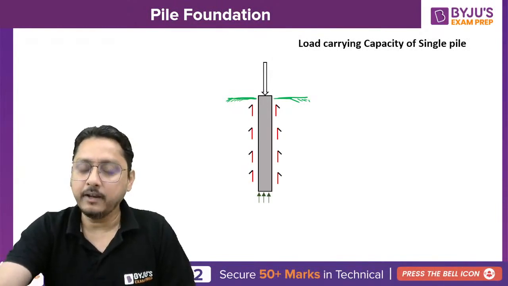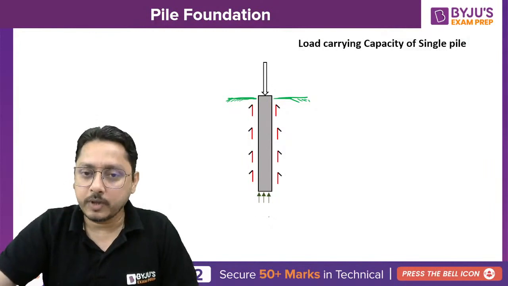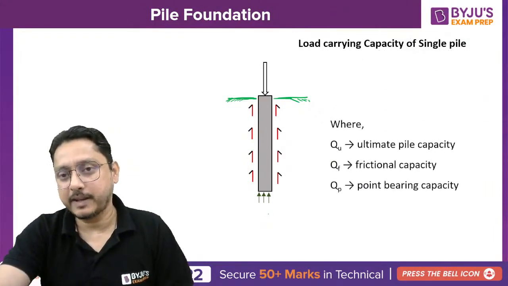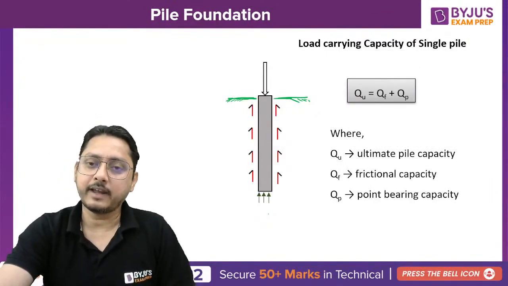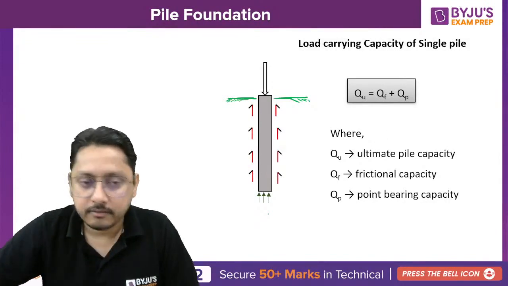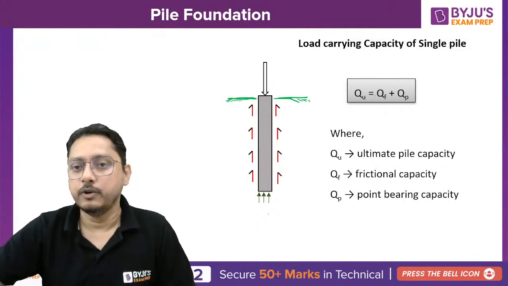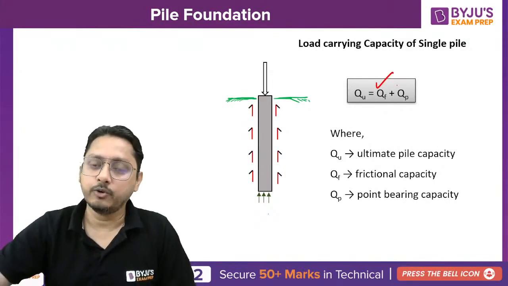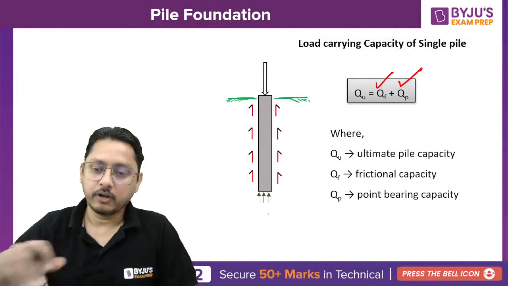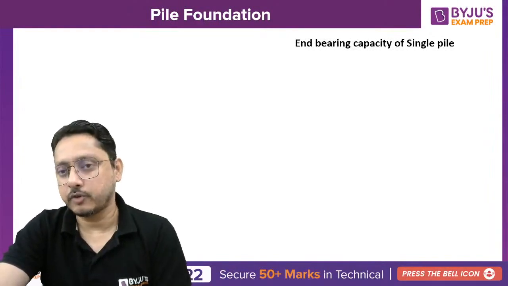So one single pile will be carrying the total load only due to end bearing and friction. That's all. So the load carrying capacity can be calculated very easily. The total load carrying capacity will be nothing but the load carrying capacity due to friction and the load carrying capacity due to end bearing, isn't it? That's all. Next, we'll see what the end bearing capacity of a single pile will be.